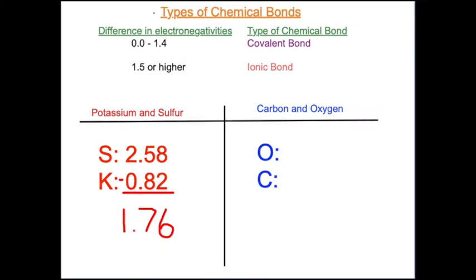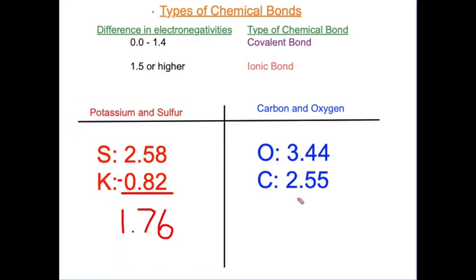We do the same thing to figure out what kind of bond there is between carbon and oxygen. Using the periodic table, oxygen has an electronegativity of 3.44. Carbon is 2.55. We subtract those two values and we get 0.89. That tells us that carbon and oxygen is a covalent bond because it's between 0 and 1.4.